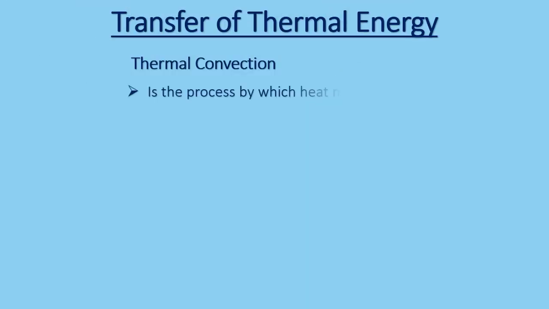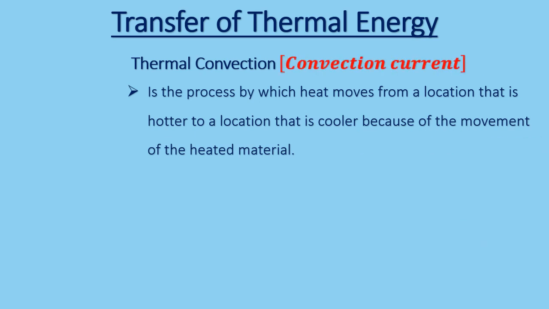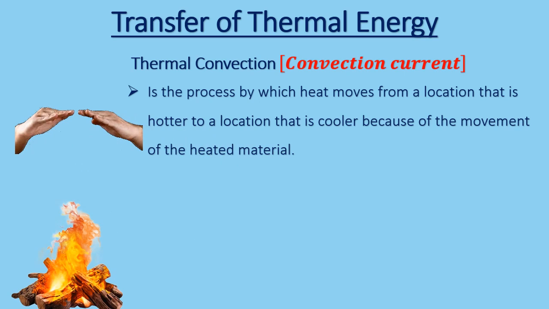Convection is the process by which heat moves from a location that is hotter to a location that is cooler, because of the movement of the heated material. In fact, this process is also known as the convection current. In this image, for example, heat is being transferred from the fire to the hand above it by the rising current of hot air caused by convection.